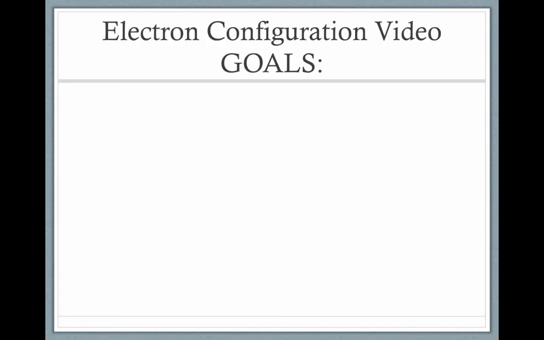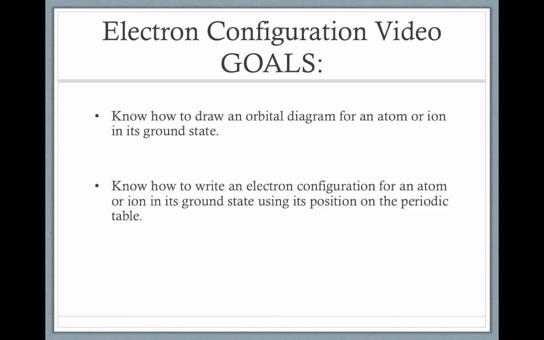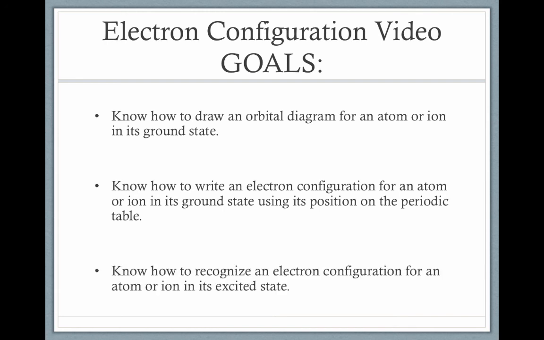That brings us to the end of this video. Let's review our goals. First, we learned how to draw an orbital diagram for an atom or an ion in its ground state, using arrows to represent electrons and boxes to represent orbitals. Then we learned how to write an electron configuration for an atom or ion in its ground state using its position on the periodic table. Then we learned how to recognize an electron configuration for an atom or ion in its excited state.